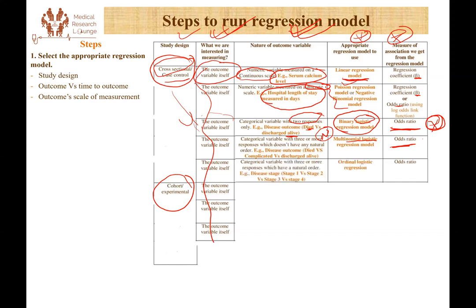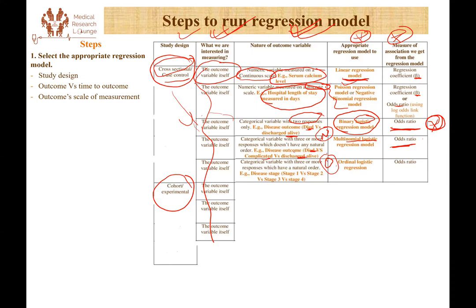When this categorical response has 3 or more responses, just like the above one, but when they have natural order, that means when it's an ordinal variable, like stage 1, 2, 3, 4 for a malignancy, for example, these are ordered responses. A patient goes through every stage to reach stage 4. But in this outcome, somebody could die, get complications, or could get discharged alive. They don't have any natural order.